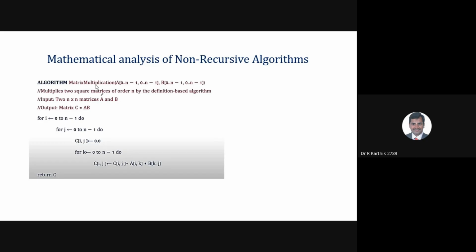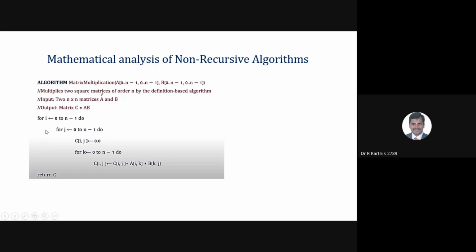Next, we write the problem description, that is the second line: multiplies two square matrices of order n by the definition based algorithm. Here we use two n cross n matrices as input. Finally, we carry out the matrix multiplication operation. The result will be stored in a resultant matrix called C. For this example, C is the resultant matrix, C equals AB. That means the multiplication of A and B will be stored in C.